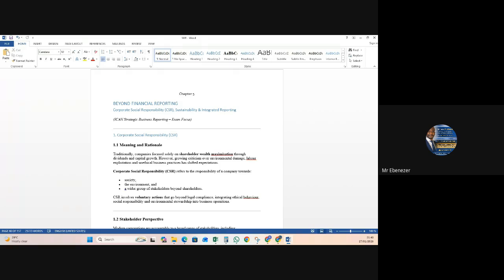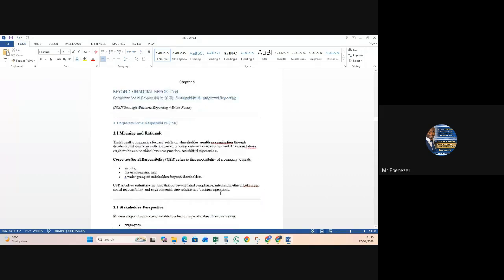Now, you have your factory in a residential area. Your generator will disturb them in the morning, in the afternoon, at night. You produce 24 hours, and yet you can't give them street lights. You will need to do something to compensate them. That's CSR. That's social responsibility and environmental stewardship, which you incorporate into your business operation.